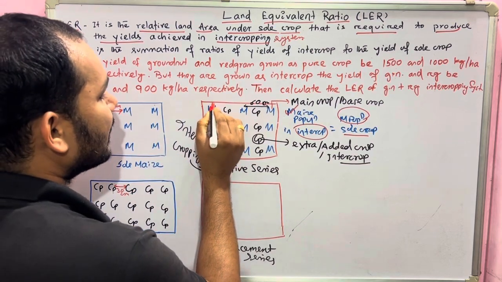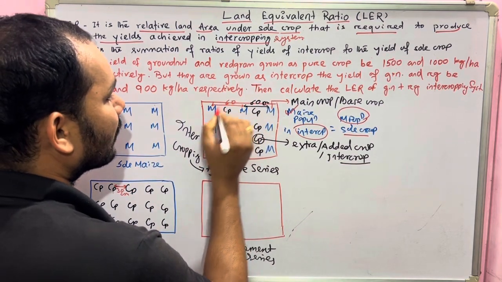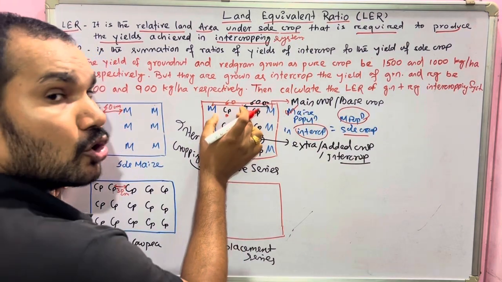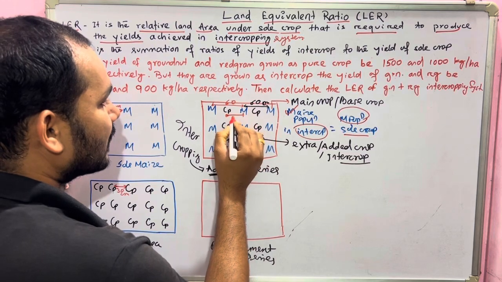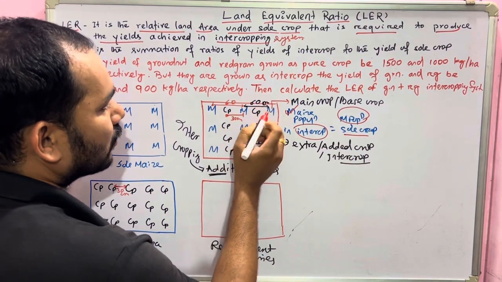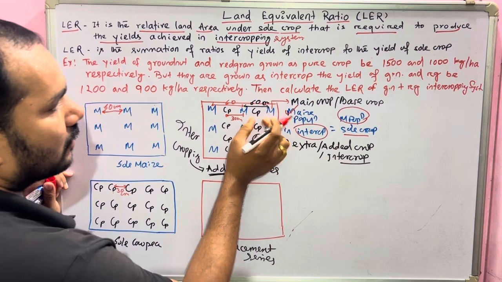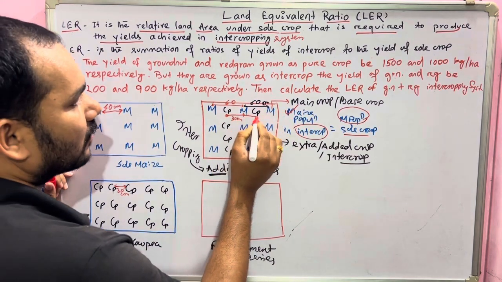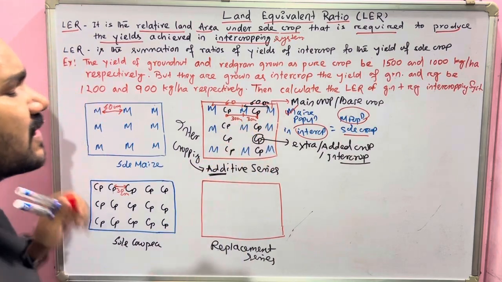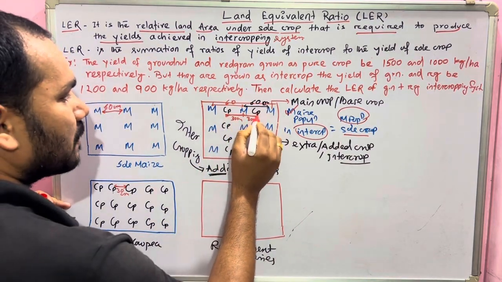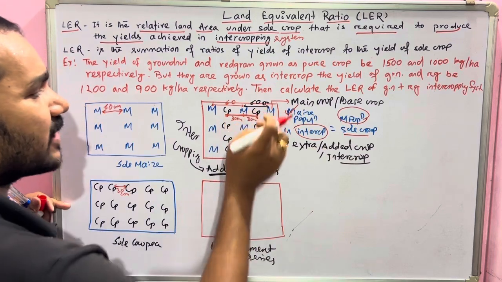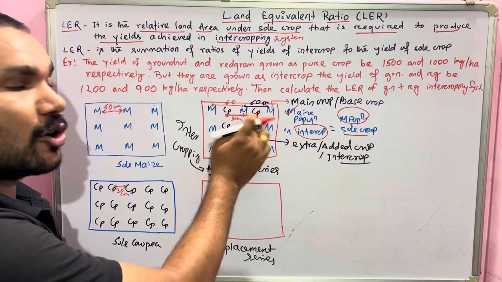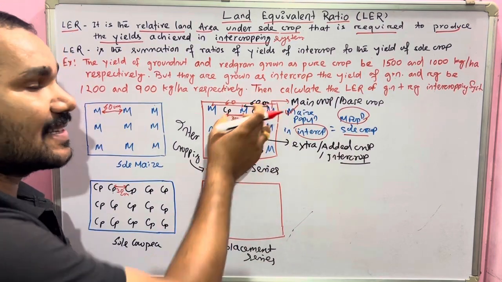Initially the maize to maize spacing is 60, and you are adding one row of cowpea here. That means this is the midpoint between the two maize rows. Here it is 30 centimeter, and here also it is the midpoint of these two maize rows. So here the spacing between the cowpea is 30 plus 30, that is 60 centimeter. So you can see in case of additive series, the cowpea row to row spacing is 60 centimeter.